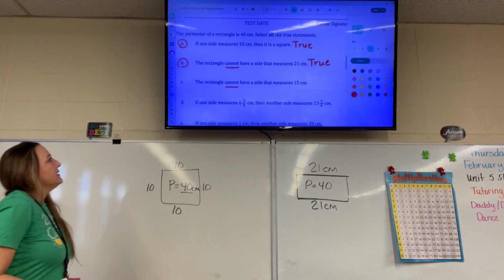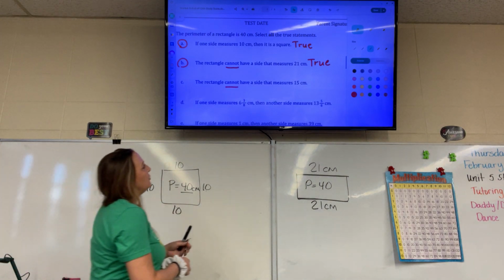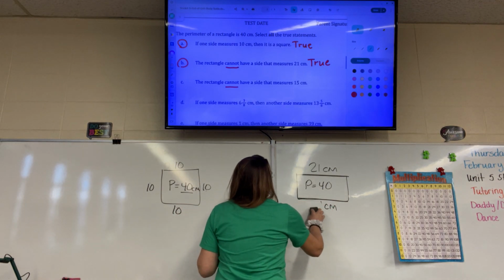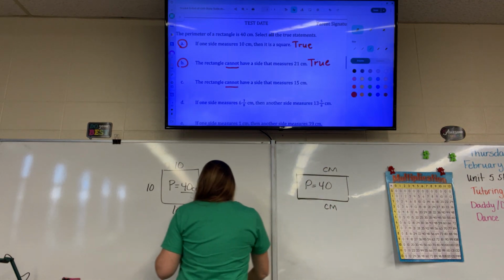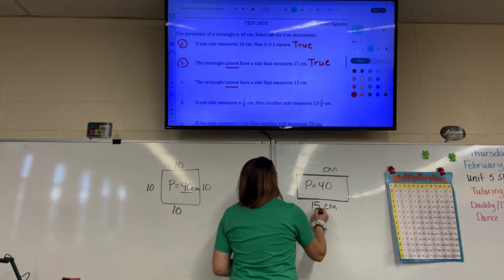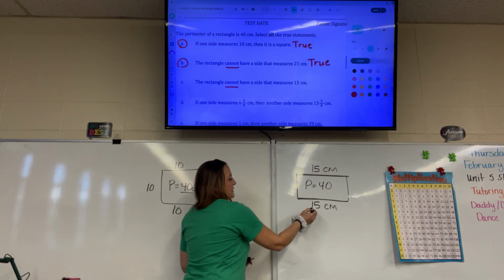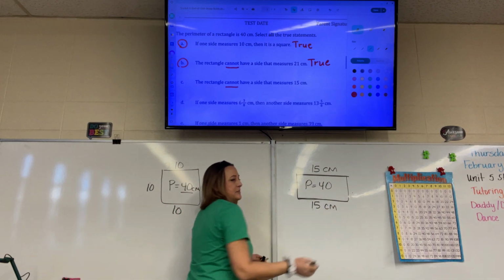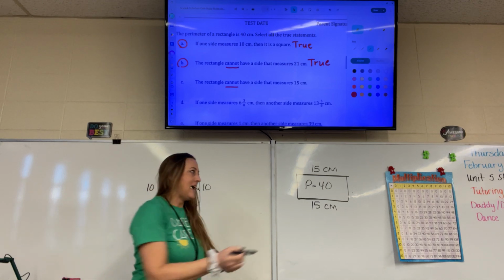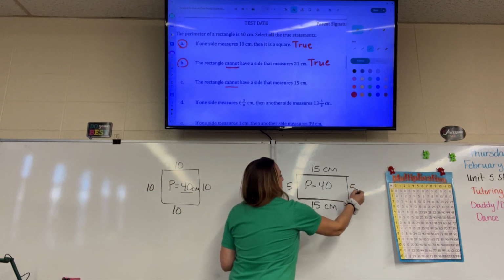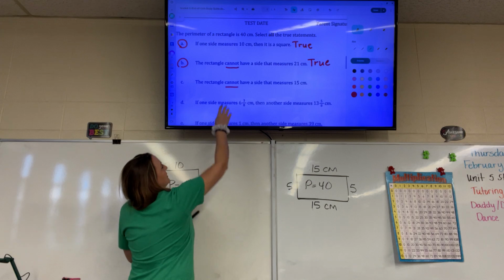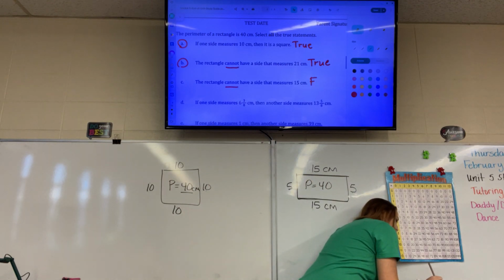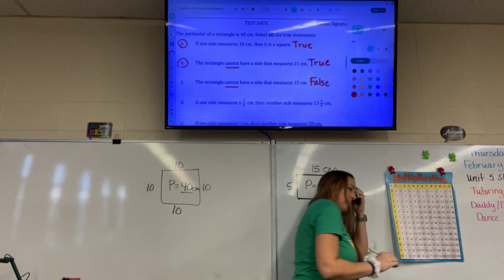Okay, letter C says the rectangle cannot have a side that measures 15. So if this were 15, this were 15, what's 15 plus 15? 30. What could these sides be? Jackson? 5. Is that possible? Yes. But this says you can't do it, so this one would be false. So we don't do that one.